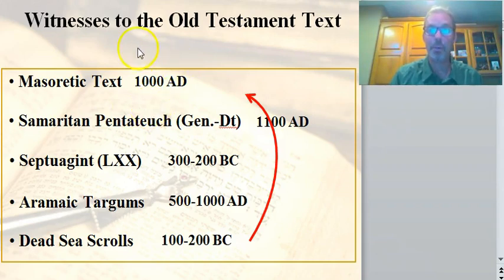Now, we said that the Masoretic text is the best witness. The Dead Sea Scrolls, which we're going to talk about in the next video, were discovered in 1947. And the Dead Sea Scrolls actually can be placed in second position, and they become the second best reliable witness to the Old Testament Hebrew text. And we're going to talk about why the Dead Sea Scrolls are so important in the next video.